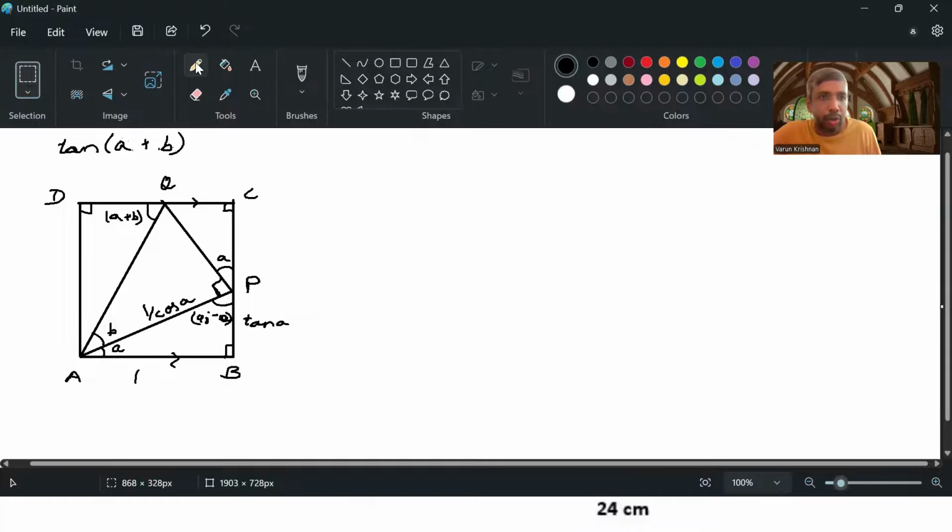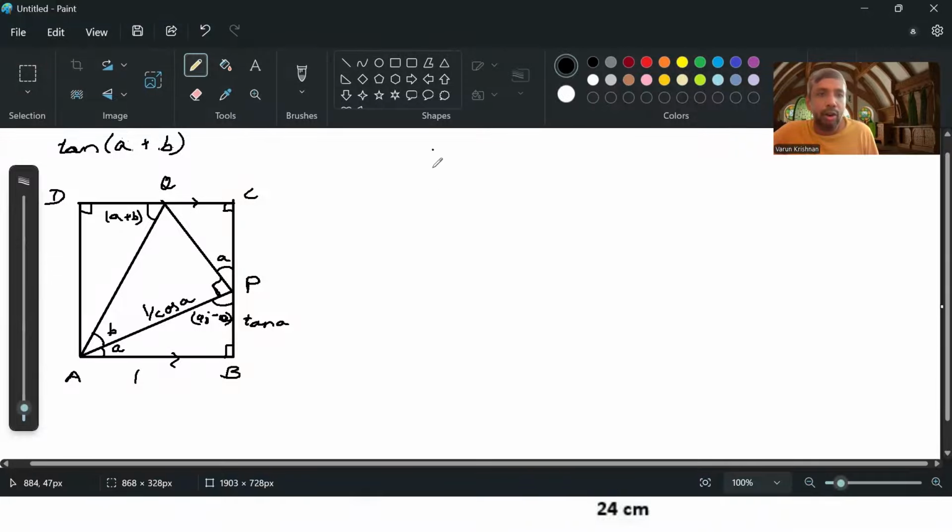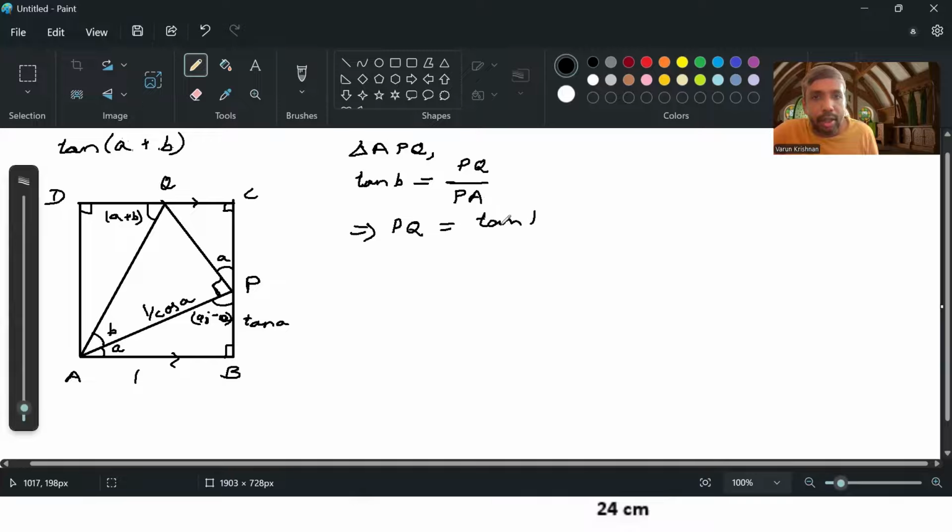Next, I'm going to find out the value of tan B. Let me remove this. I'm going to consider triangle APQ. In triangle APQ, I'm going to find out the value of tan of angle B. Tan of angle B will be perpendicular by base, opposite side by adjacent side, which is equal to PQ by PA. Now length of PA I know is 1 by cos A. So length of PQ, cross multiplying, will be tan B by cos A.